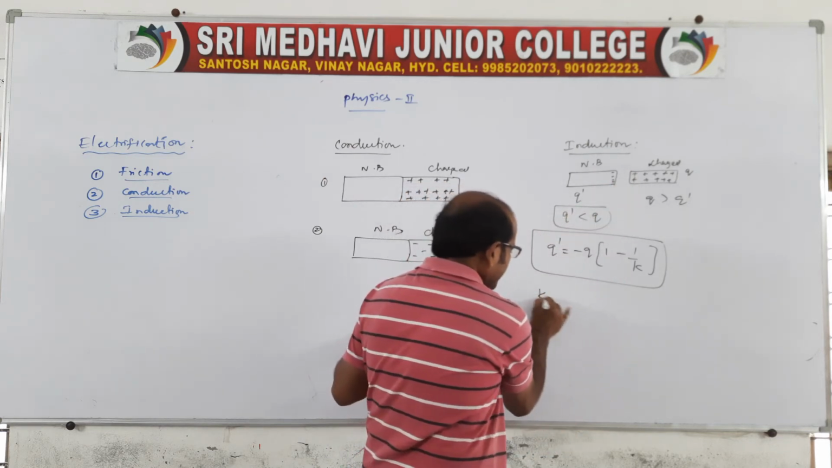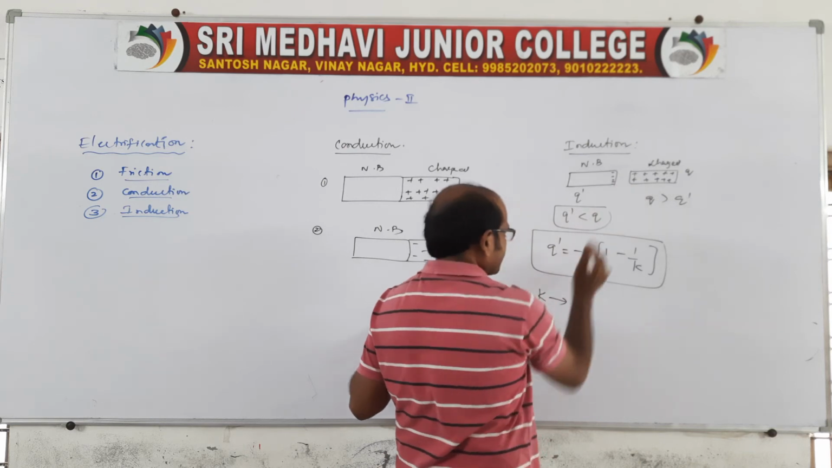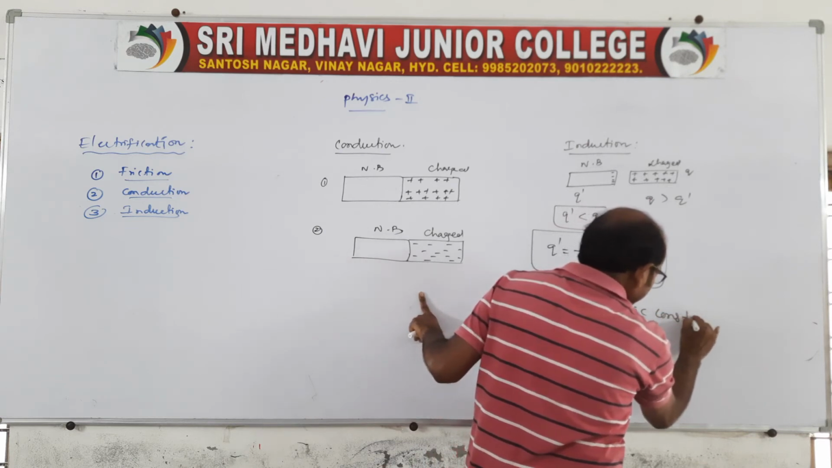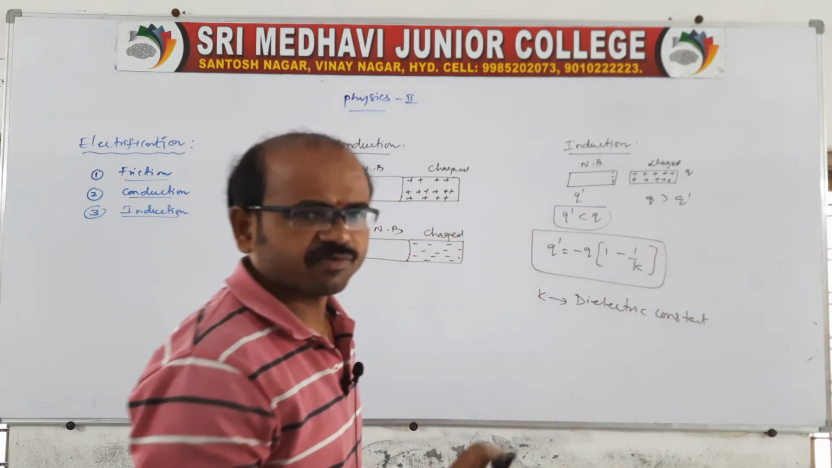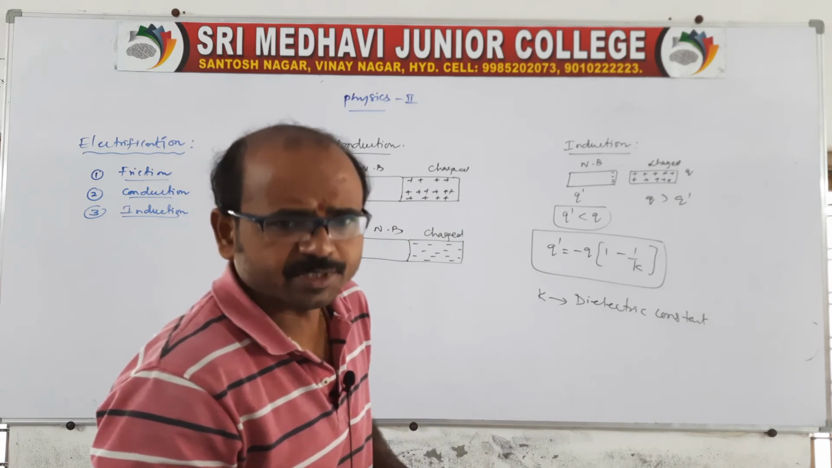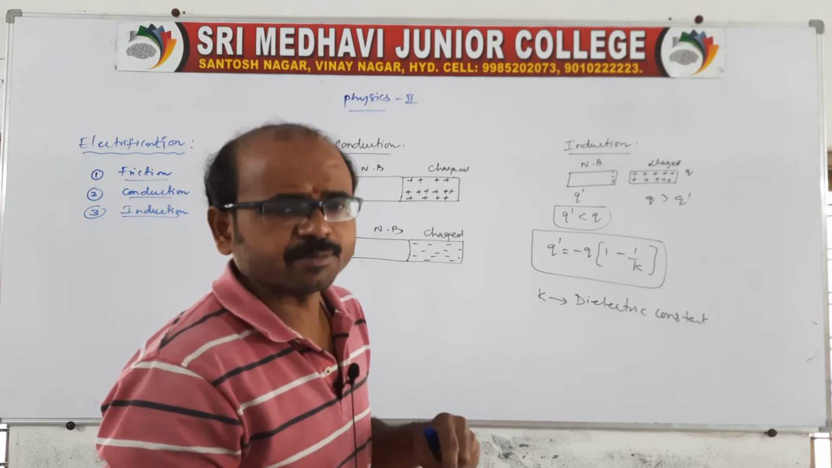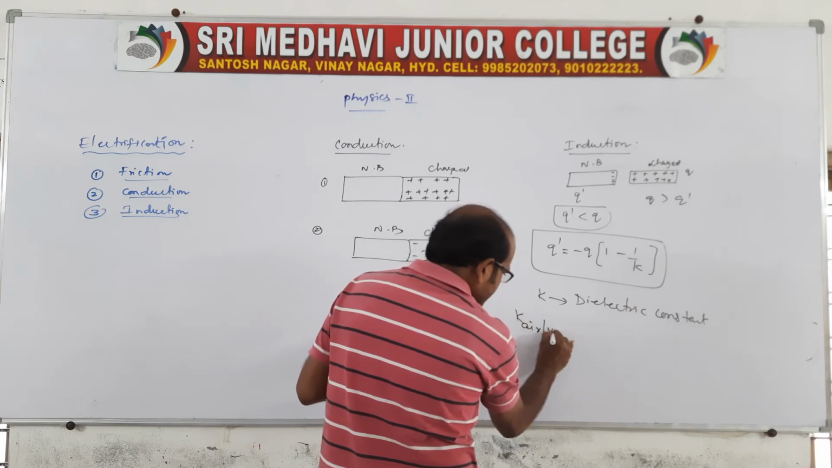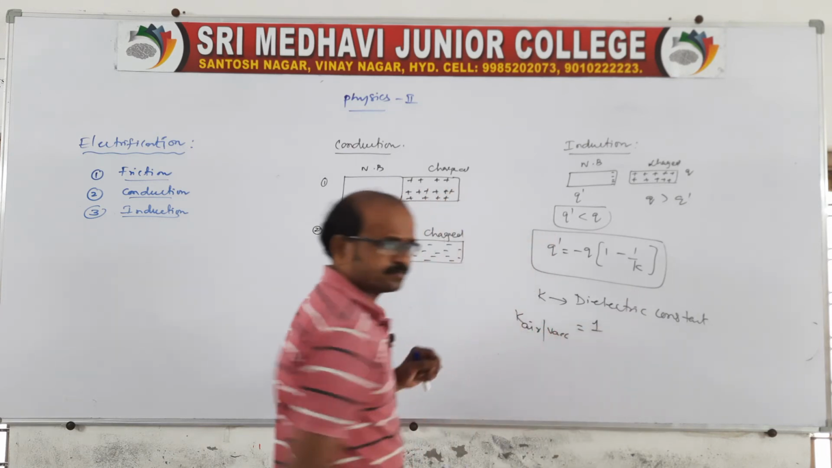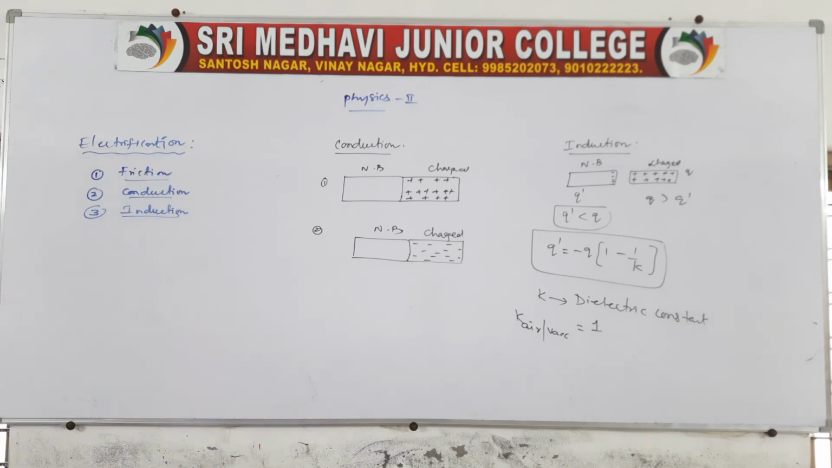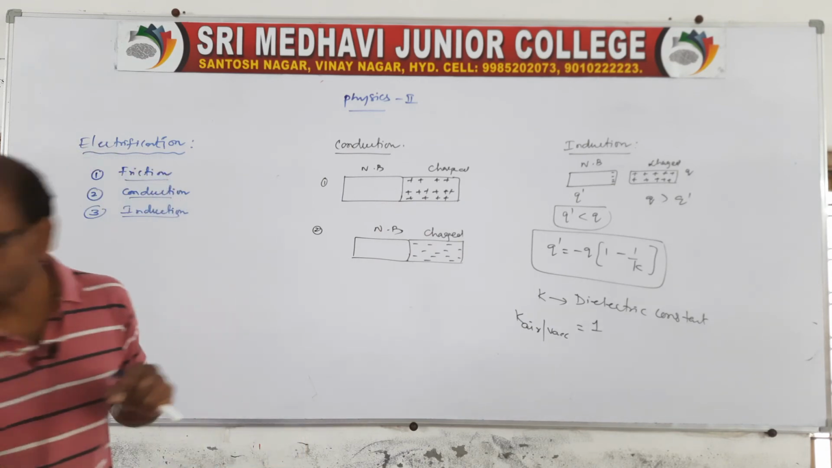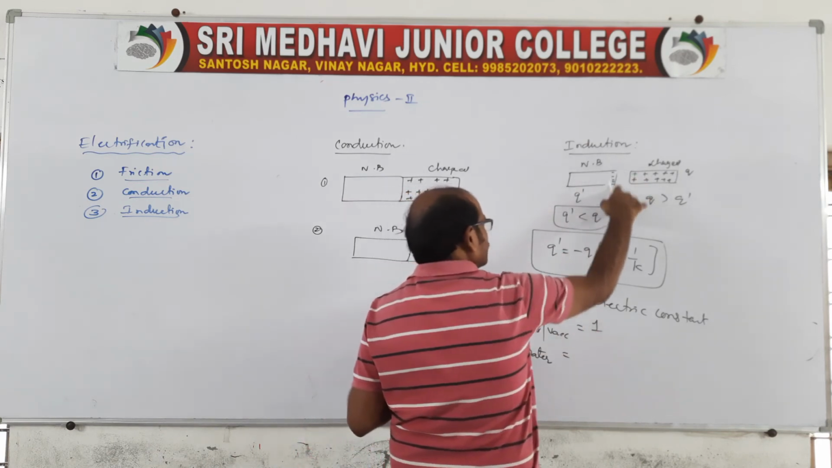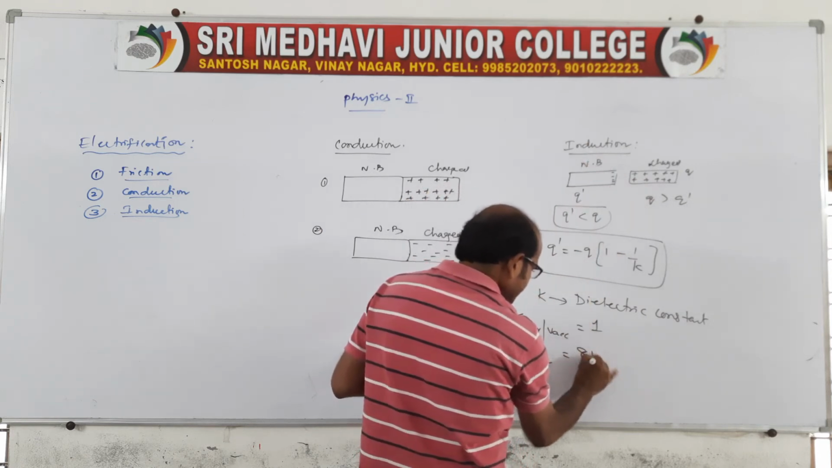What is K? K is the medium between the two bodies, which we call the dielectric constant. What are dielectrics? There is a medium: if air is the medium, or vacuum, or water, or metal, or a bad conductor. So remember the K value: for air or vacuum, the dielectric constant is equal to 1. Suppose between the two bodies water is the medium, then K for water is 81.